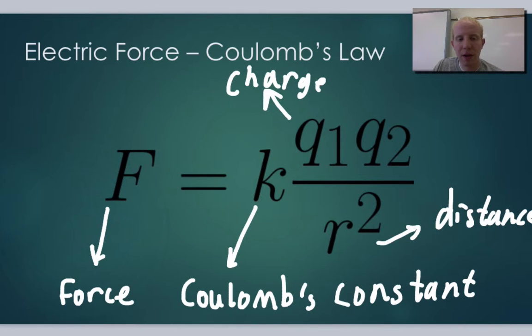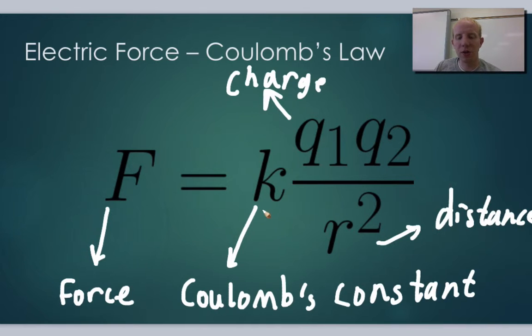If you think about it, the larger the charges get, the more force you would expect. The further away they get, the less force you would expect, just like with gravity. So it looks very similar to the gravitational equation, except we're working with charges now instead of masses. So force equals K times Q1 times Q2 over R squared.